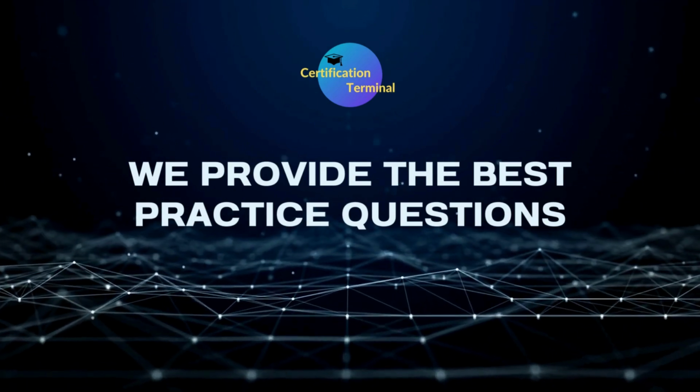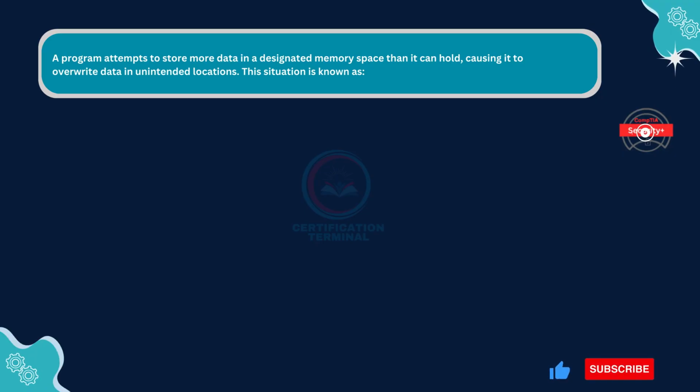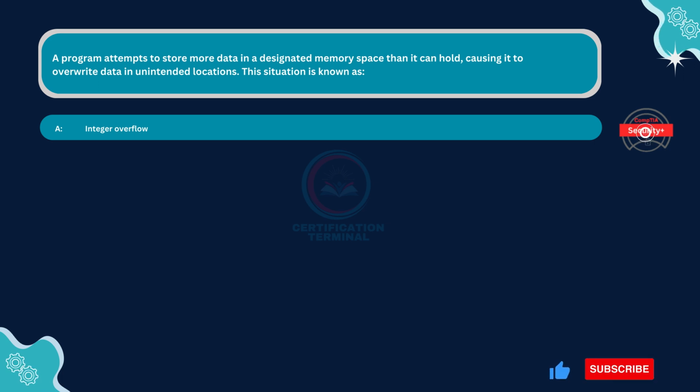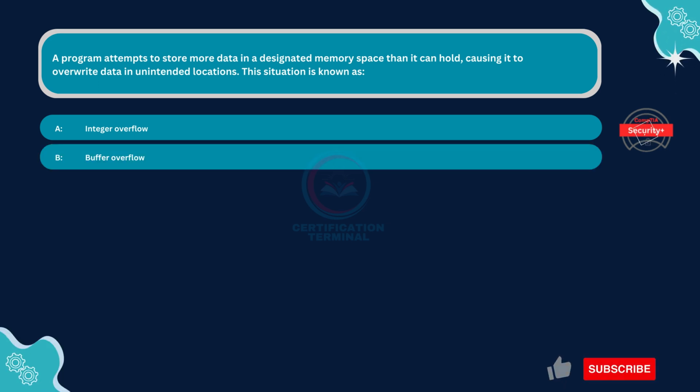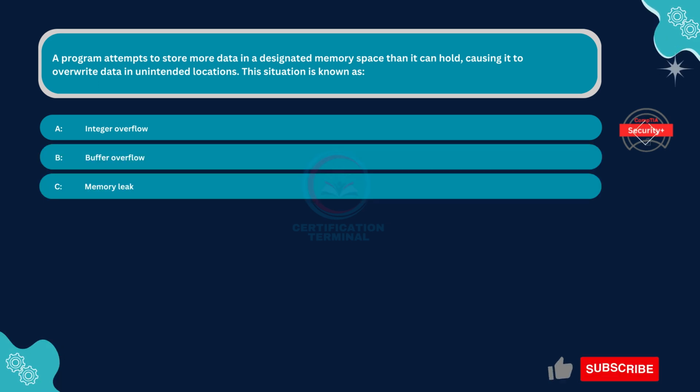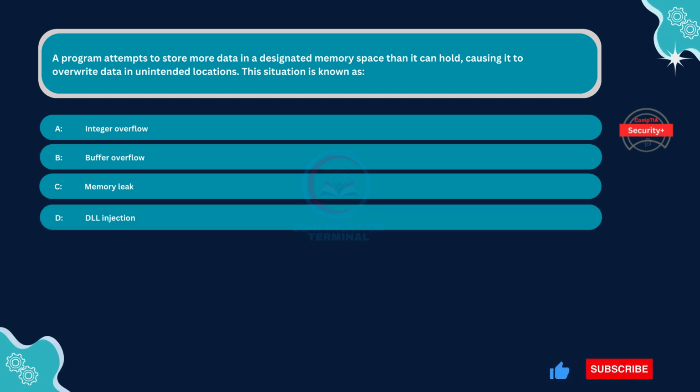As part of this series, we will discuss a couple of CompTIA Security Plus certification exam questions and answers. A program attempts to store more data in a designated memory space than it can hold, causing it to overwrite data in unintended locations. This situation is known as Option A, integer overflow. Option B, buffer overflow. Option C, memory leak. Option D, DLL injection. The correct answer is Option B, buffer overflow.